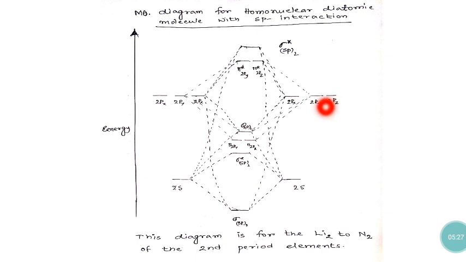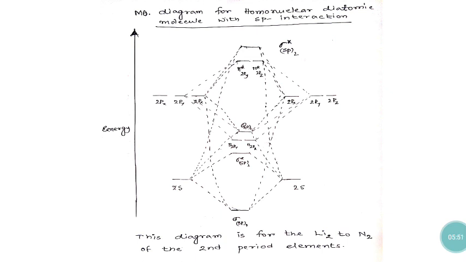Here the px, py and pz atomic orbitals are present and they combine with each other to form pi 2py, pi 2pz, as well as sigma 2pz, as well as pi star 2py and pi star 2pz and sigma star 2pz.